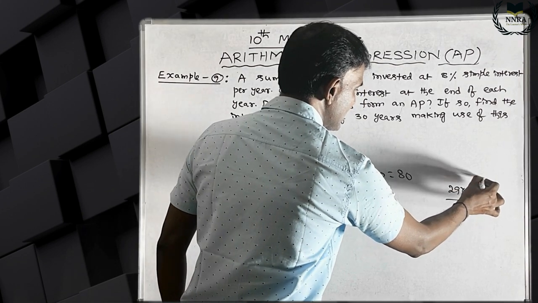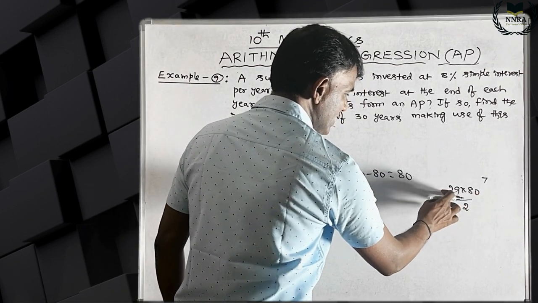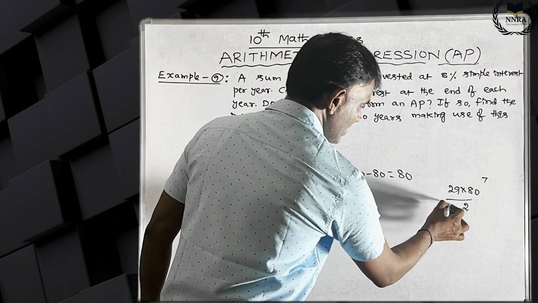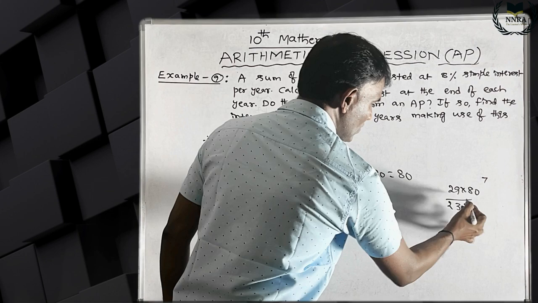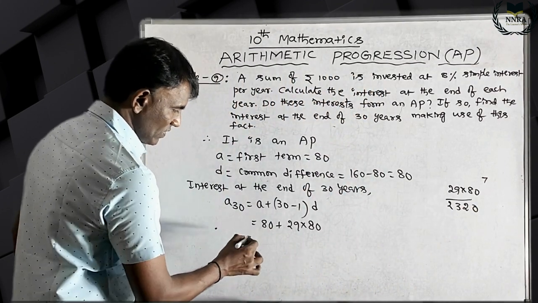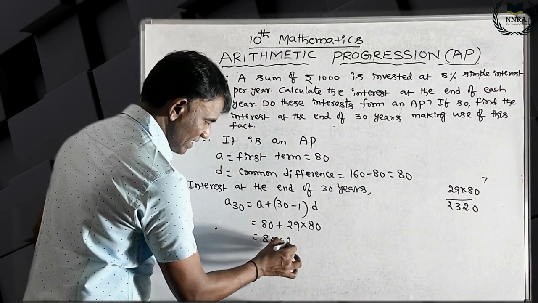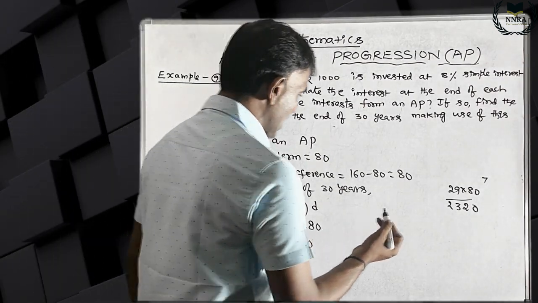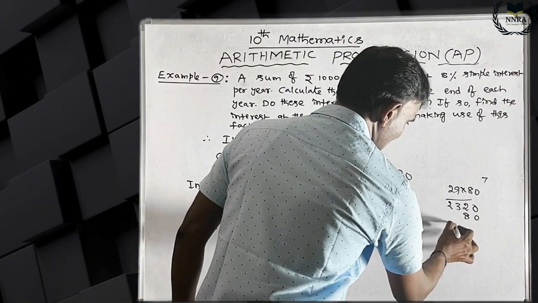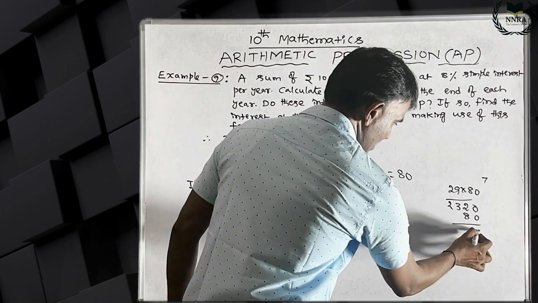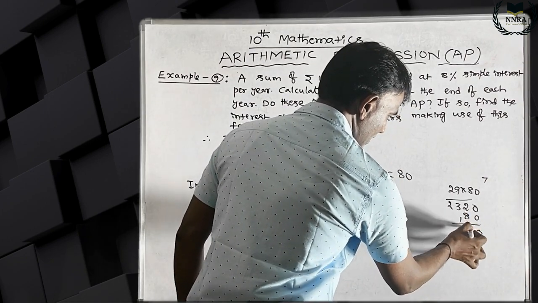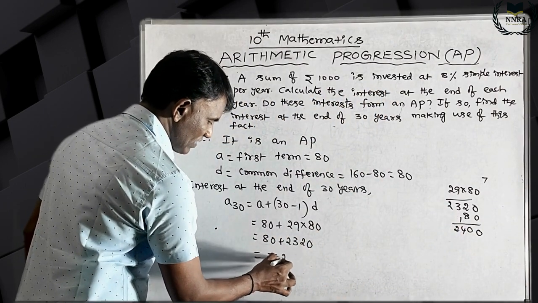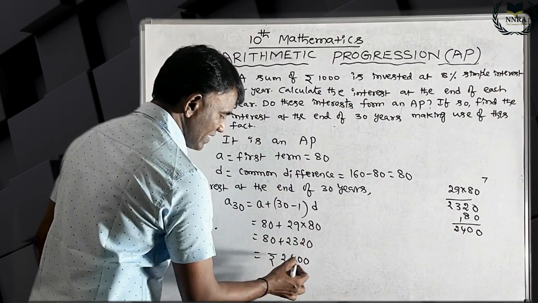So 8 9s are 72. 8 2s are 16. 16 plus 7, 23. So 232, then 0. 2320. So it is 80 plus 2320. Now add these two values. For this, just add 80 rupees. Okay. So now it is 0. So 10 means 4, 2. Then what is that answer? That is 2400 rupees. This is the answer.